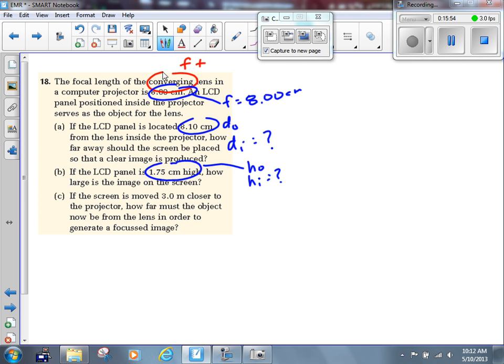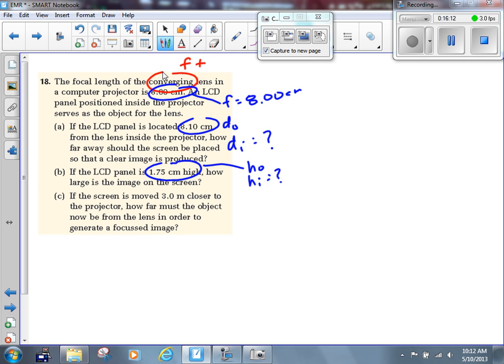The screen is now moved 3 meters closer to the projector. How far must the object now be from the lens in order to generate a focused image? Okay, let's deal with A and B, because C is a bit of a tougher question. So even though we were only asked for C, let's do the whole thing here. Okay, and then we'll go to C in just a moment here.